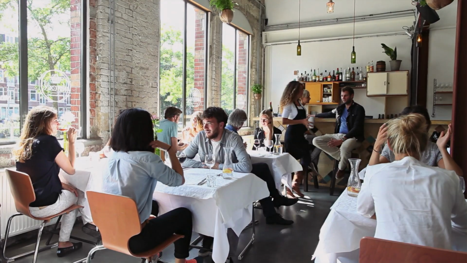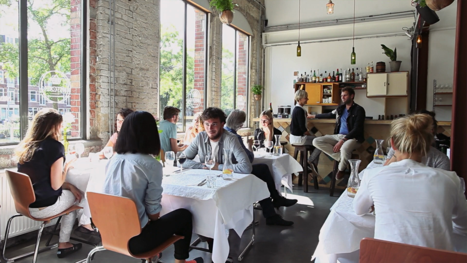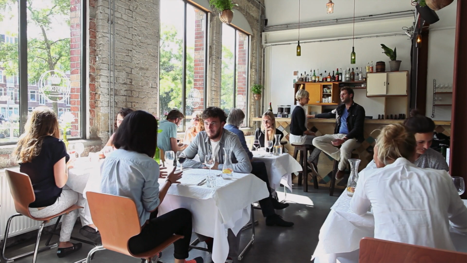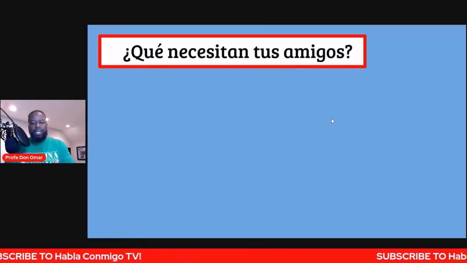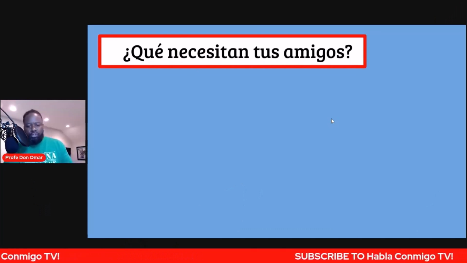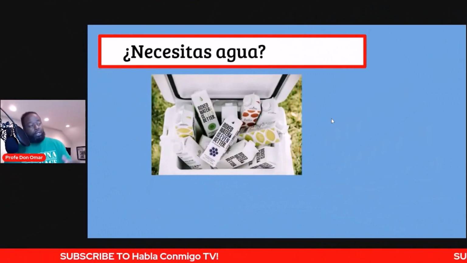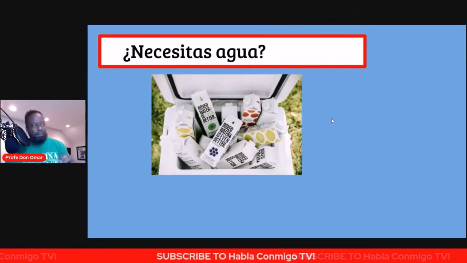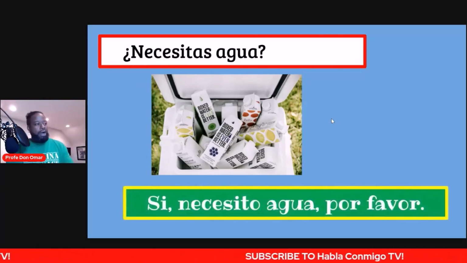Make sure you're practicing these out loud. It's all about repetition and repeating the phrases so that your brain and your mouth gets used to the formulations of the words, right, in syllables. ¿Qué necesitan tus amigos? What do your friends need? Mis amigos necesitan la pelota. Otra pregunta. This time we don't have the qué in the question, right? Necesitas agua, especialmente durante el verano, right? Necesitas agua. Sí, necesito agua, por favor.